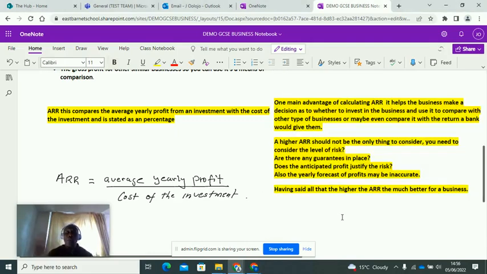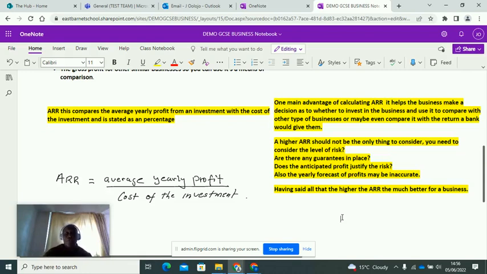Okay. Now, what's one advantage of calculating ARR? It helps the business make a decision as to whether to invest in a business and use it to compare with other types of businesses. Okay. It tells the business, should they go for that particular investment? Should they make that investment, or should they go for another type of investment, or should they play the safe game and leave the money in the bank?